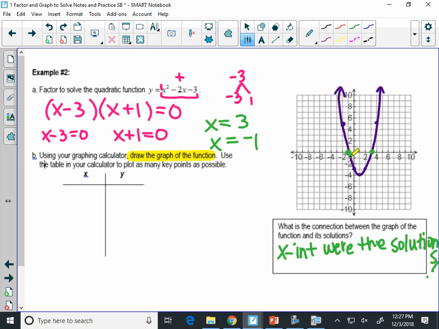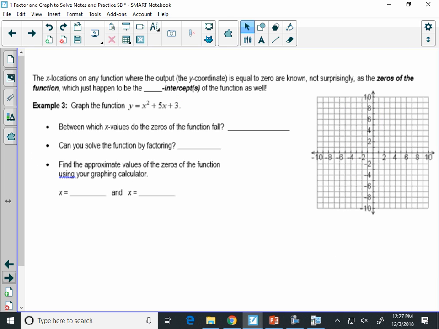So let's flip our paper over, and let's talk a little bit more about graphing. We're only going to make one more actual graph picture, and then we'll just use our calculator to speed up the process. So here's the takeaway. The x locations of any function where the output's equal to 0 is called the 0 of the function, which is the x-intercept. So the solutions are always where the graph crosses the x-axis.